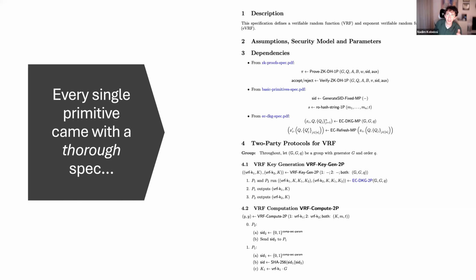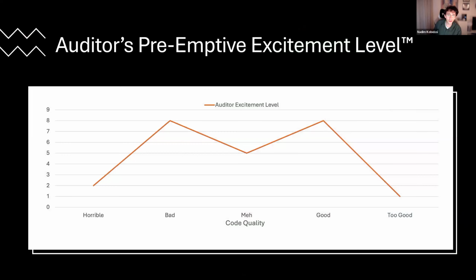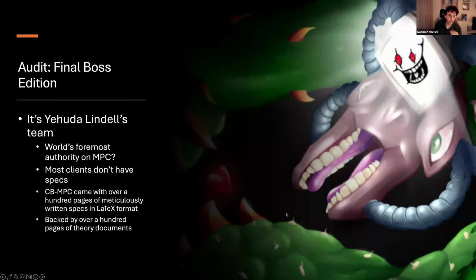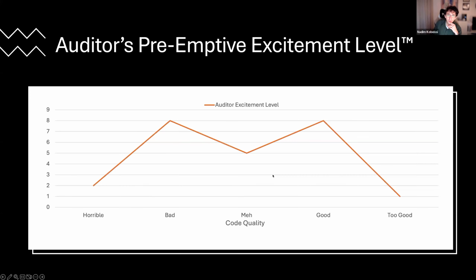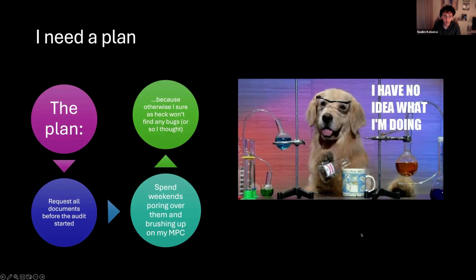And so ultimately, during my career, I've been in situations where, when I'm working on something over here or over here, I've wished for better documentation. And this is a sort of monkey's paw situation where you've got to be careful what you wish for, because then you end up with something like this. And so evidently, on the auditor's preemptive excitement level, we are very clearly in the too good area. And as such, this was an absolutely terrifying audit to get into.